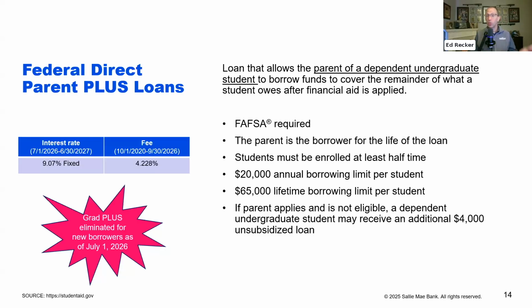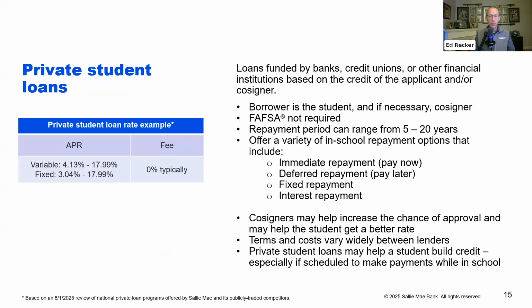And this is why we're covering all different options here. Also, keep in mind that if the parent applies and they are not eligible, a dependent undergraduate student can receive an additional $4,000 in an unsubsidized loan. So those are federal direct Parent Plus loans.